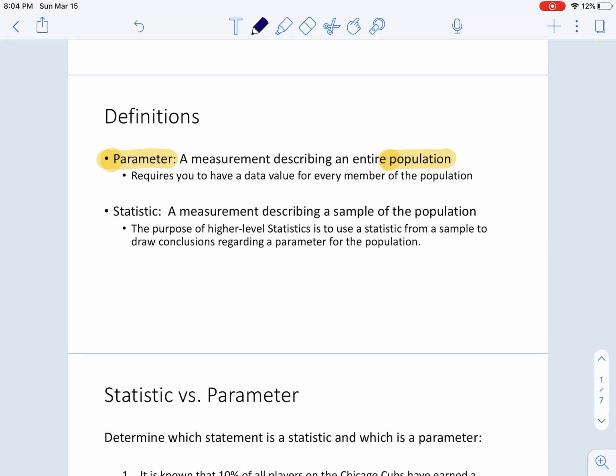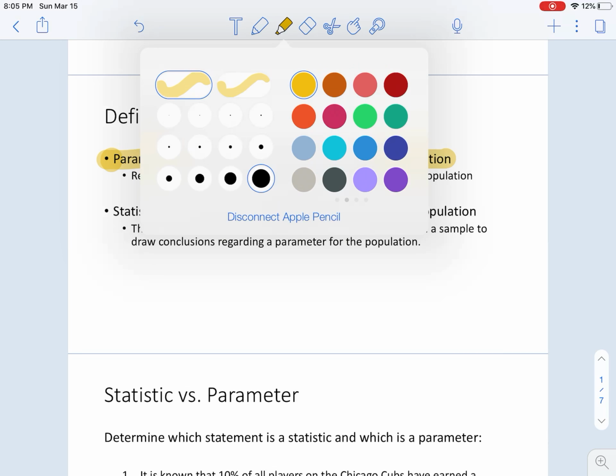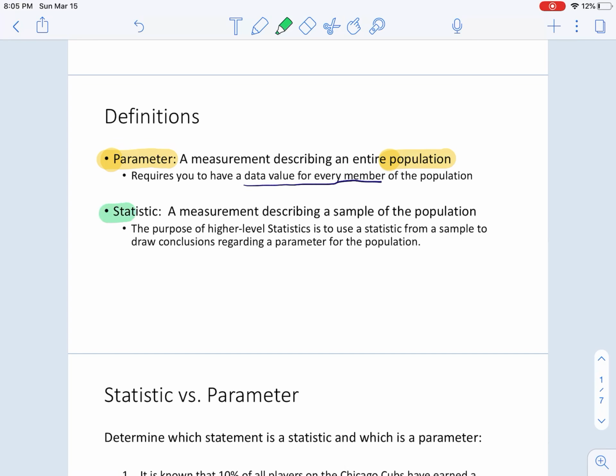The issue with this is that you have to have a data value for every member of the population. So if you want to make a statement about the entire country, you need to have 350 million pieces of data, which is pretty unrealistic. That's where statistics come in. A statistic is a measurement that describes a sample of a population.